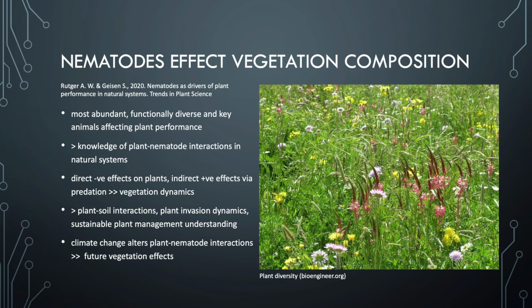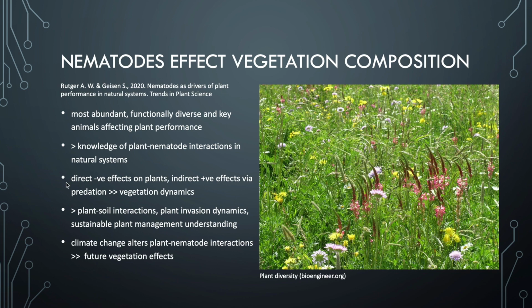So nematodes affect vegetation composition. And given that they are the most abundant, functionally diverse, and key animals affecting plant performance, there is very little knowledge of plant-nematode interactions in natural systems. So this needs to be increased. And this paper here that came out in 2020 describes some of the dynamics that go on in natural ecosystems in terms of the interaction between nematodes and vegetation.